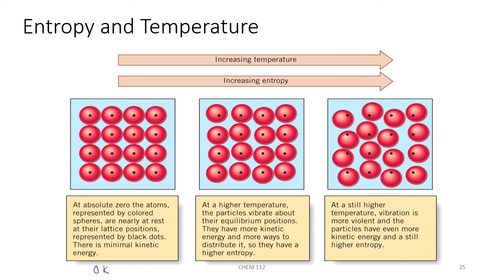They're locked in position. There is minimal kinetic energy here. As you start increasing the temperature, the particles will begin to vibrate and have more kinetic energy, and therefore more ways to distribute that energy, so they'll start having a higher entropy. At the highest temperature, the vibration of the particles is going to be the greatest, and they will have the highest entropy.